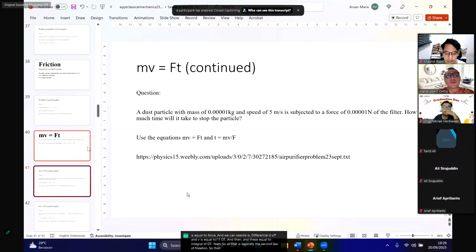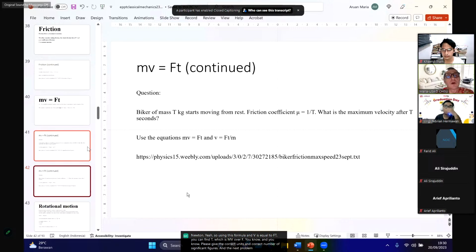So on the next slide, I ask you to solve this problem for a dust particle with a given mass and speed, subjected to a force of a given number of Newtons. Using this formula, mv is equal to ft, you can find t, which is mv over F. You know m, you know v, you know F. Please give the correct units and correct number of significant figures.